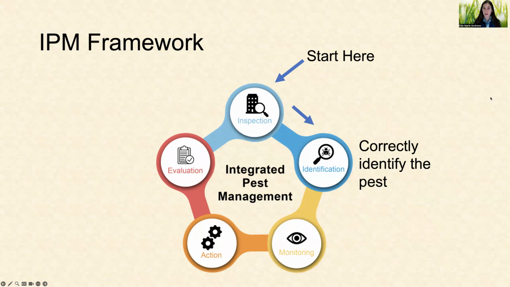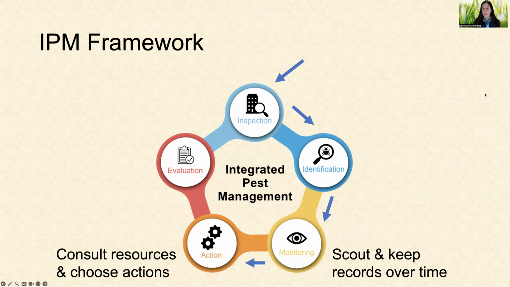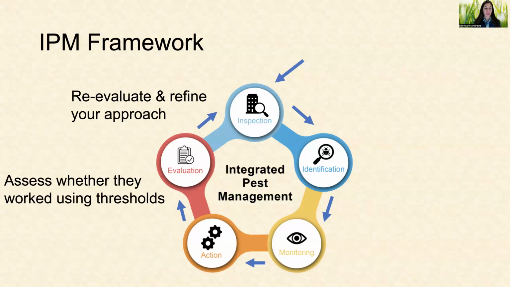Like I mentioned, you want to start with inspection, making sure that you're out looking at your tree or trees on a regular basis. You want to correctly identify the pest. If you think something might be a pest, start by making sure through identification. Then you want to scout and keep records over time, monitoring, seeing how things are going, how fast their population levels might be changing. You want to consult resources and choose actions appropriately, assess whether those actions really worked using your thresholds, and then really reevaluating and refining your approach over time to make sure that you're getting the level of pest control that you want.